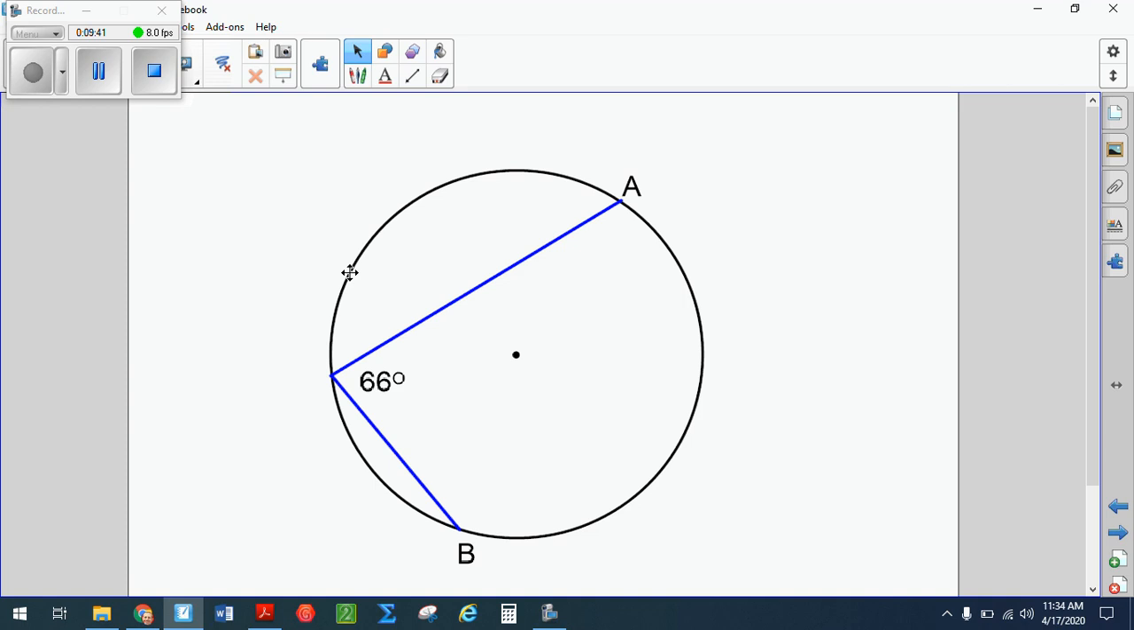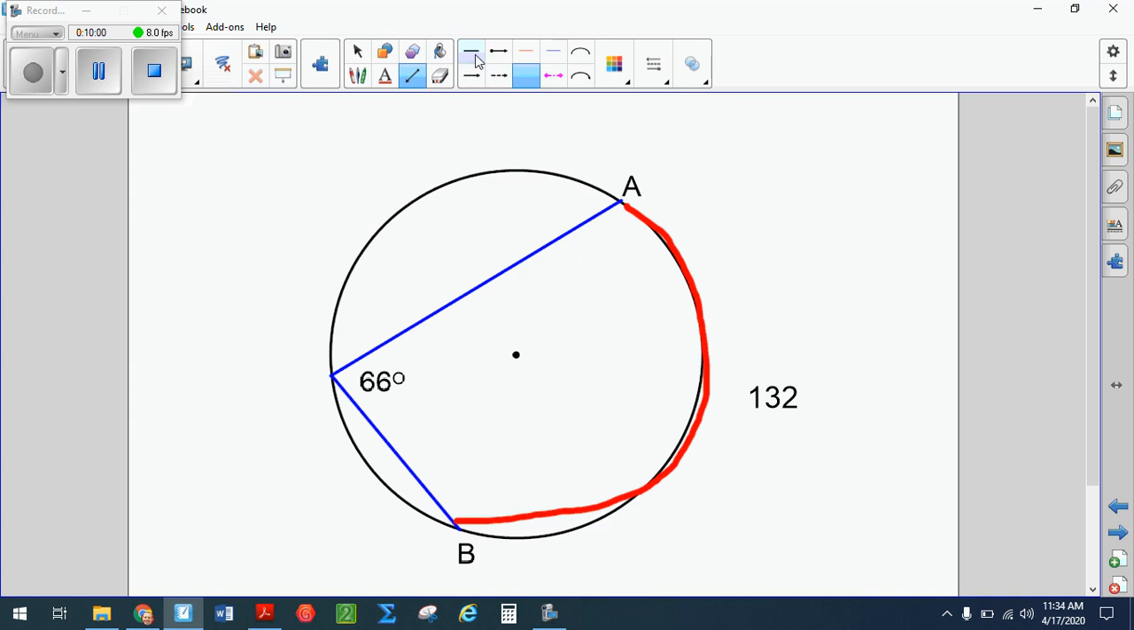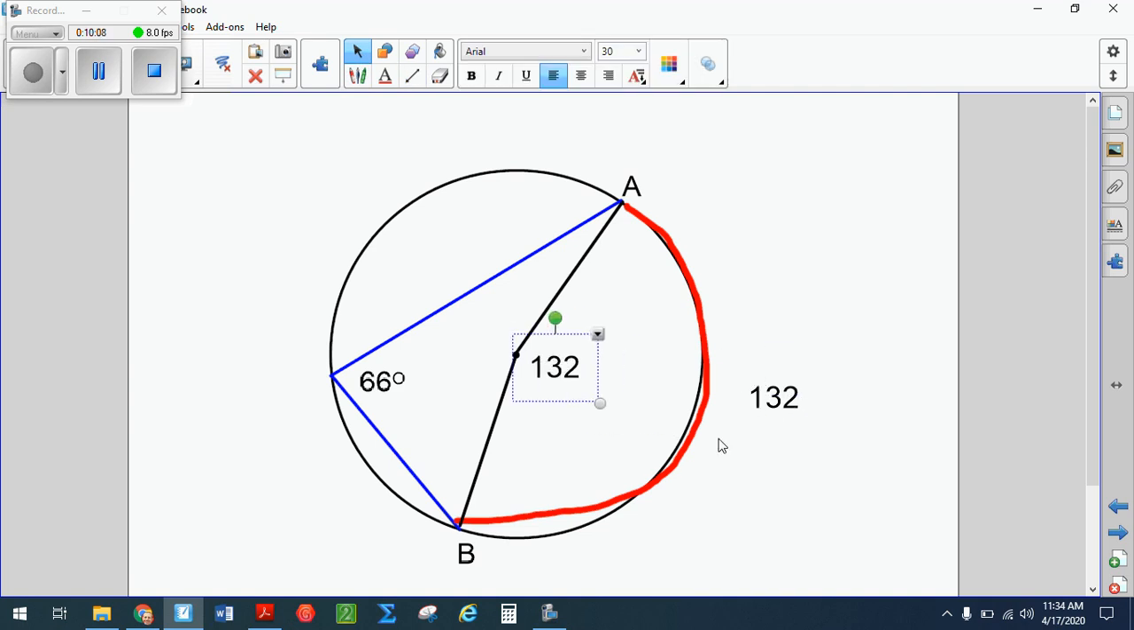So if I have 66 degrees here, what would be the measure of my arc? It would be double 66 degrees. So 66 would be 60 and 60 is 120, 6 and 6 is 12, so 132 degrees. If I wanted to find the measure of the central angle, the central angle would also be 132 degrees.